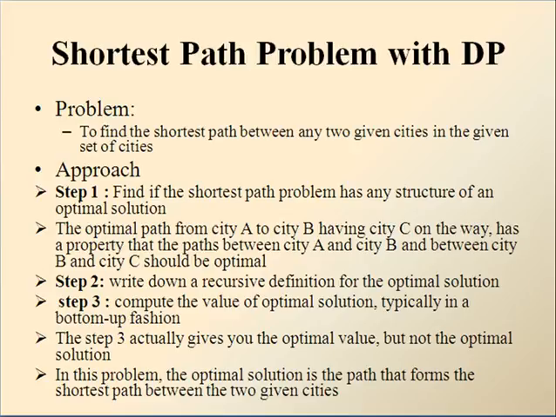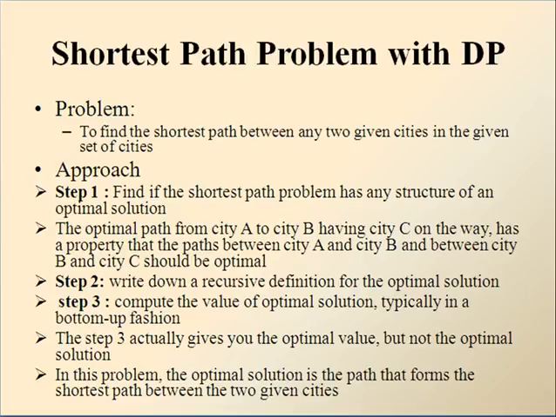First is the shortest path problem with dynamic programming. The shortest path problem is that we have to find the shortest path between any two given points. Say between two given cities, we have to find the shortest path between them. Approach. Step 1. Find if the shortest path problem has any structure of an optimal solution. The optimal path from city A to city B having city C on the way has the property that the paths between city A and C and between C and B are also optimal.